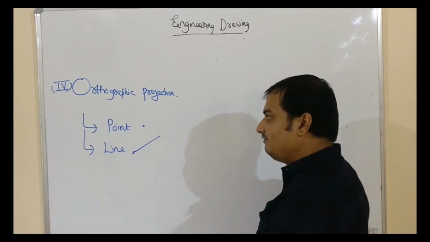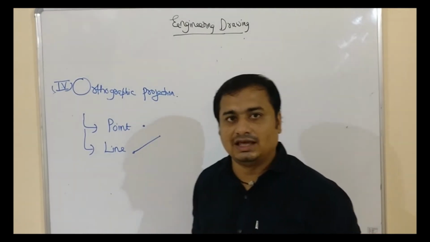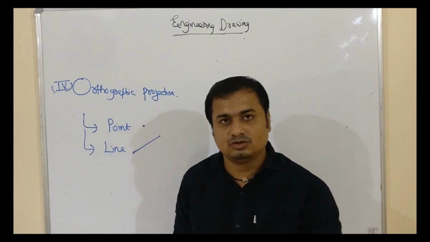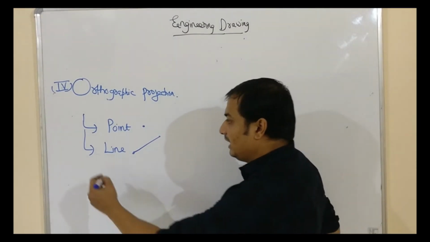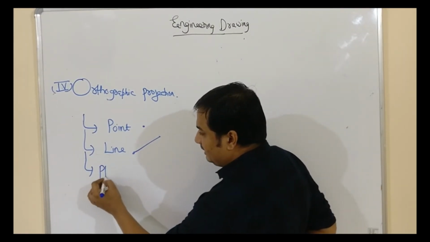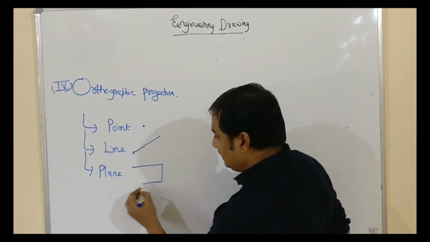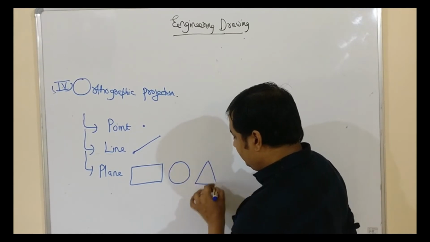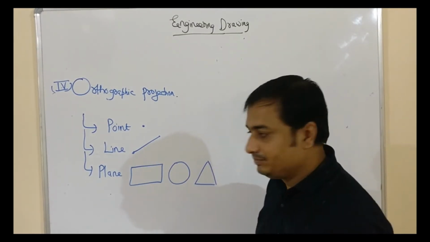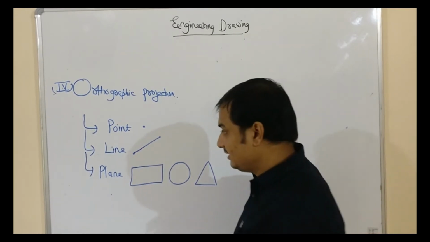For the line, again we will be utilizing that concept and we will be drawing the front view and top view of a line for different cases. Again there will be so many cases which we will be seeing further when we study projection of line. After line, our object is going to enlarge and become a plane. It can be a rectangle, a circle, a triangle, or any 2D figure. It can be composite, which means it consists of more than one standard plane figure.